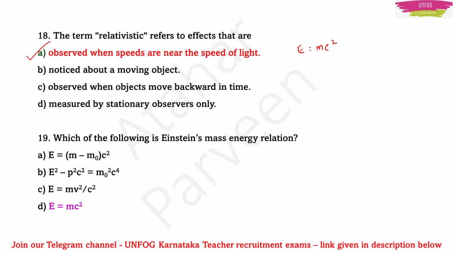That's why I've included these MCQs, so that you will get some idea about these points also. Okay. Next, which of the following is Einstein's mass energy relation or mass energy equivalence? All that will be there. Two names also will be there. That is E is equal to mc square. Okay.